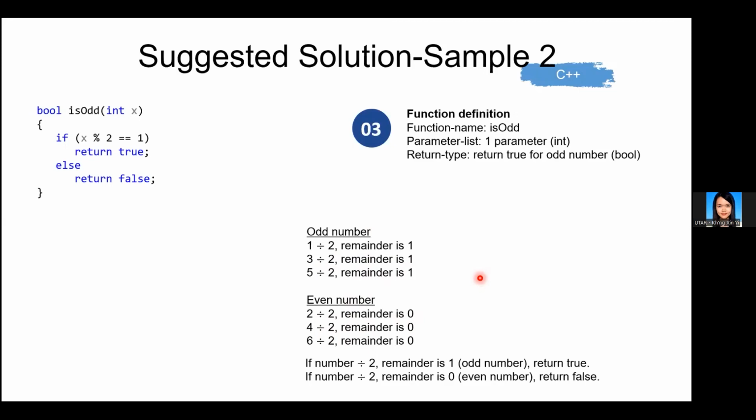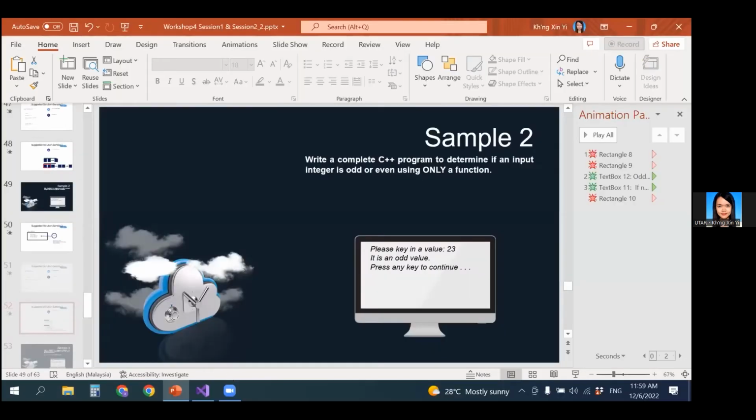So if we divide the number and the remainder is 1, we know that this is an odd number, so I will return true to the function caller. If the remainder is 0, then I'm going to return false to the function caller to indicate that the number is an even number. Okay, so this is how you program it. This is the modulus sign used in programming, which means that it's going to return the remainder of x divided by 2. You can use it in both C++ and Java. Okay, so after that, we will just proceed to look at the coding part here.